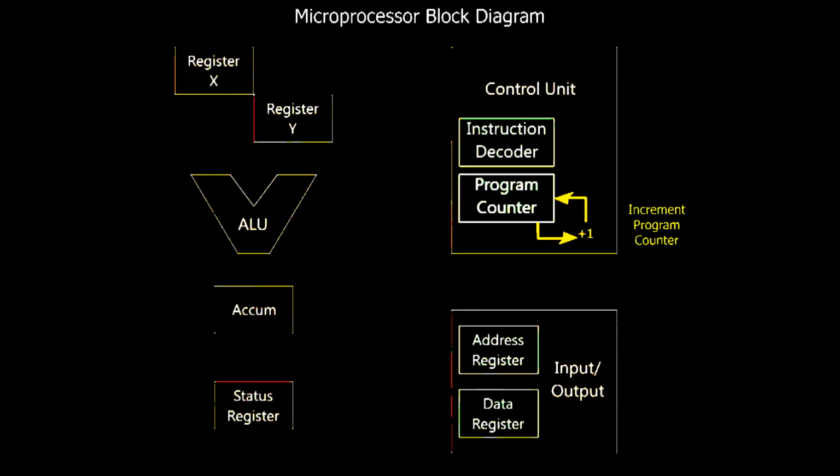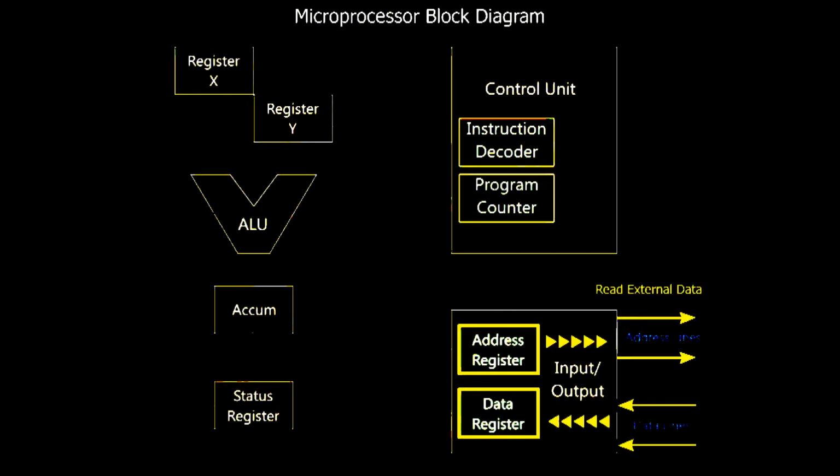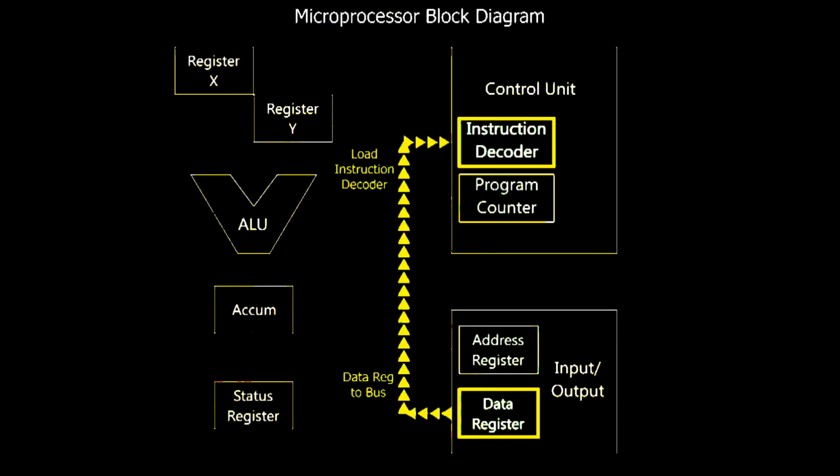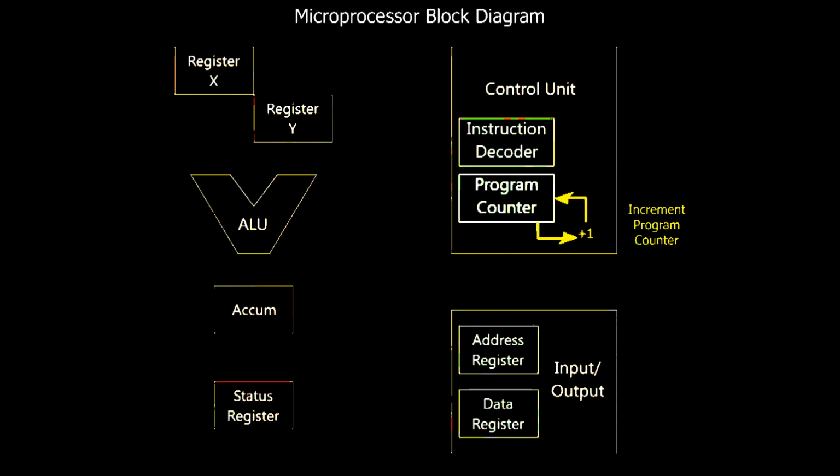Depending on the instruction that was just executed, we'll need to increment the program counter and start all over again. Once again, the program counter is transferred to the address register. We read the instruction at that address and transfer the new instruction to the instruction decoder. The control unit executes the instruction, increment the program counter, and start all over again.